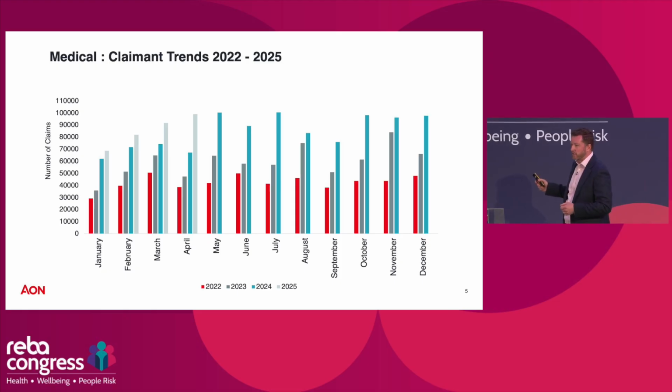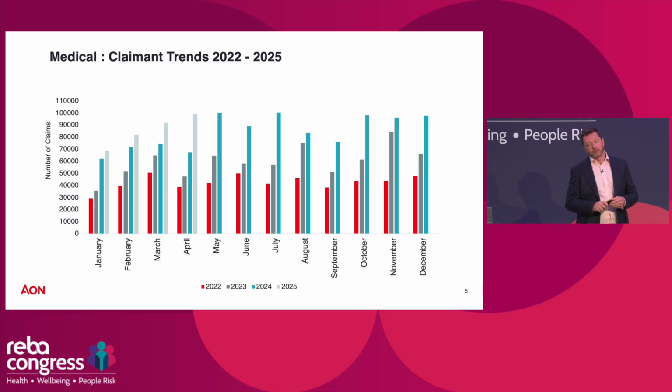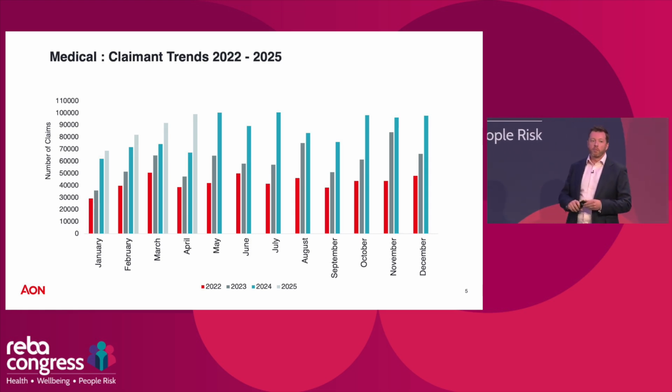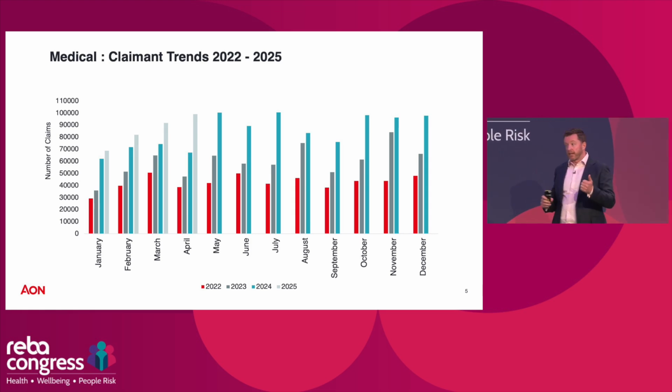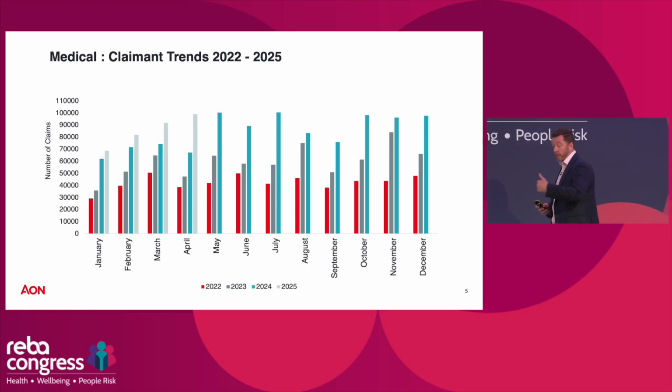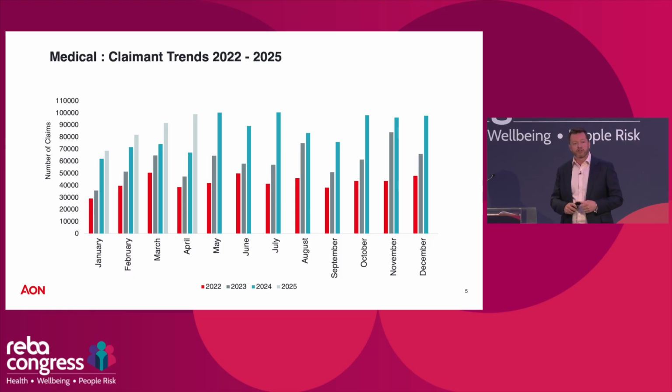And what's this data telling us? It's telling us clearly more and more people are accessing private medical insurance. More and more people are claiming. People are claiming because they can't access care through the NHS, but also the prevalence of things like digital GPs.